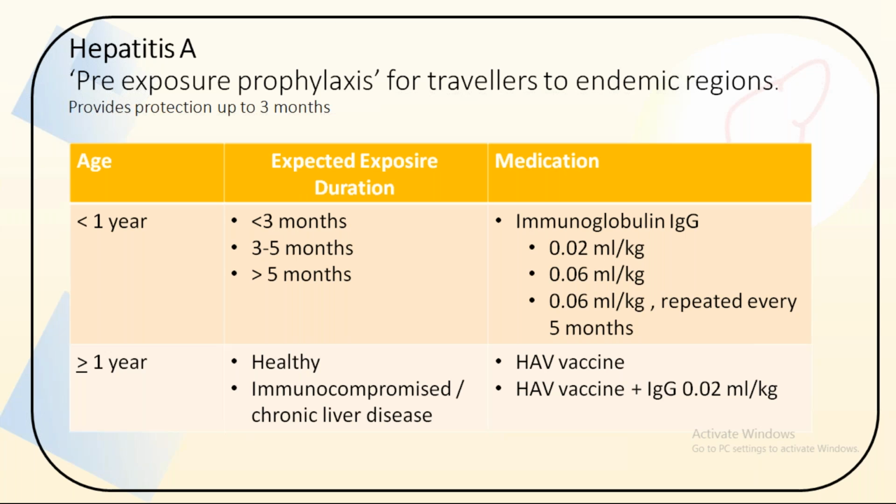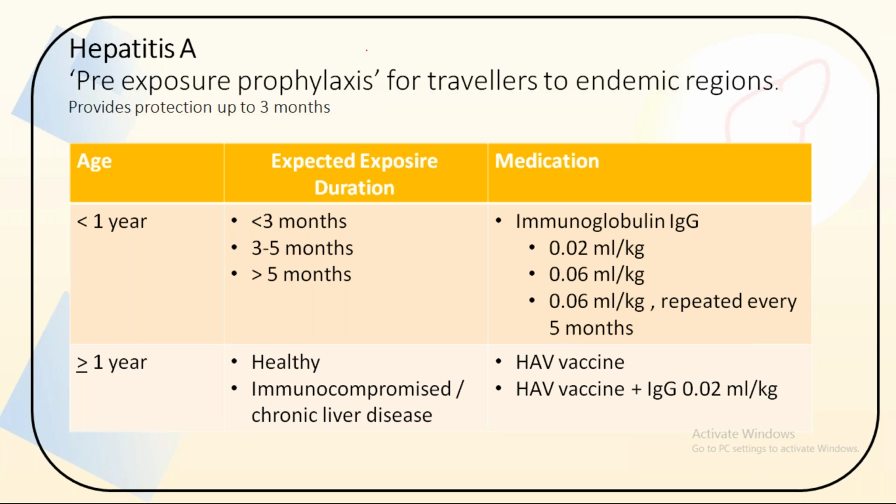If they are coming, the best thing they can do is, if a child is less than 1 year, give immunoglobulin. These doses are 0.02 ml per kg. If it is 3 to 5 months, 0.06 ml. Above 5 months, 0.06 ml. If you are staying for more than 5 months, a long stay, every 5 months you have to give it. It's a normal immunoglobulin, IgG. There is no specific anti-hepatitis C immunoglobulin at all in the world.